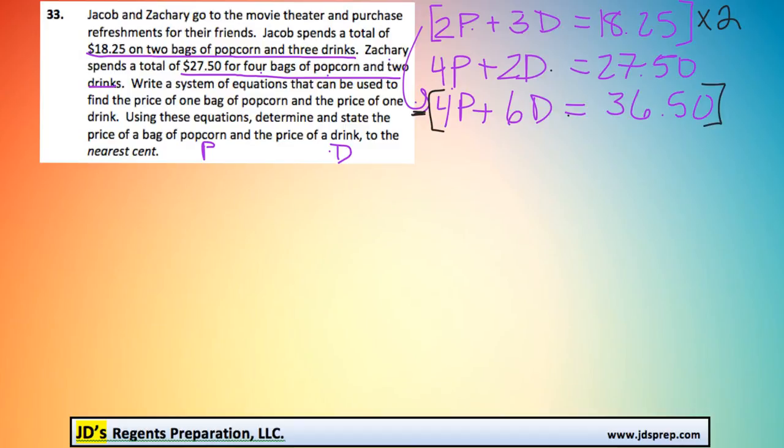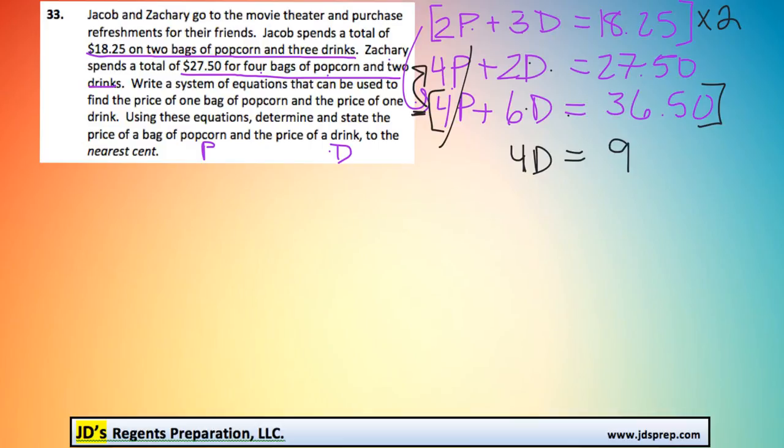Great. Now that we have these two equations with the same amount of P's, we can subtract one from the other. Actually, just to keep our numbers positive, I'm going to subtract in the opposite direction, so this minus this. 4P minus 4P is 0, they cancel out. 6D minus 2D is 4D. And then 36.50 minus 27.50 is an even $9.